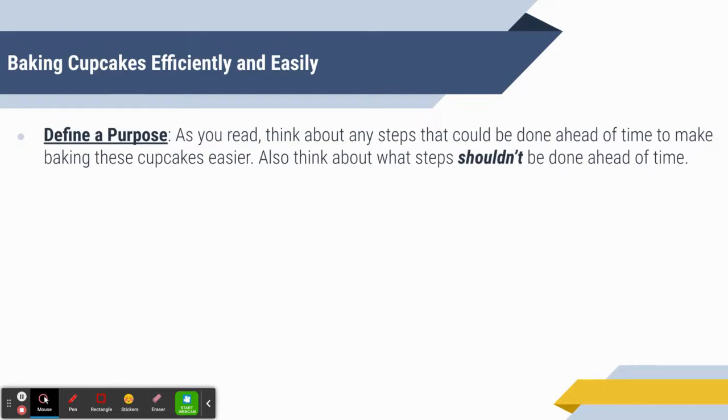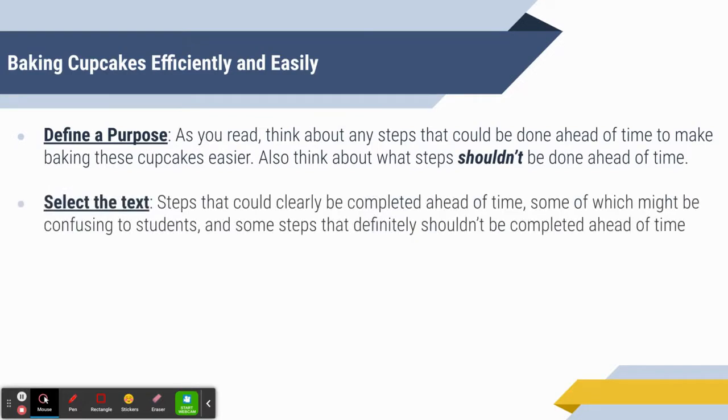First, I considered my purpose. One goal that I have for my students is to cook in a way that is easy and efficient. So I want them to think about what steps can be done ahead of time and what steps should not. Because I knew that was going to be our goal, I selected a text that would have clear examples of steps that should and should not be completed ahead of time. And I picked a text where the ahead of time steps might create some good questions.